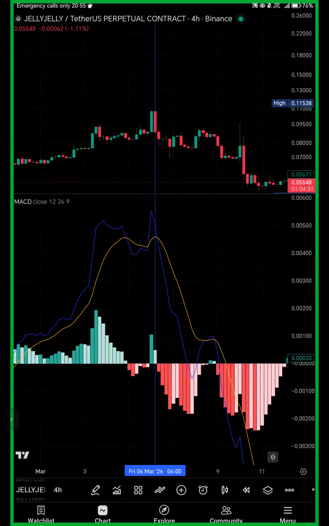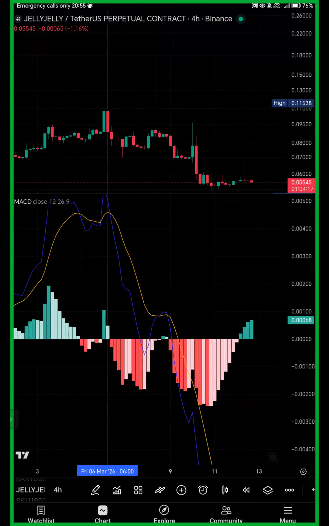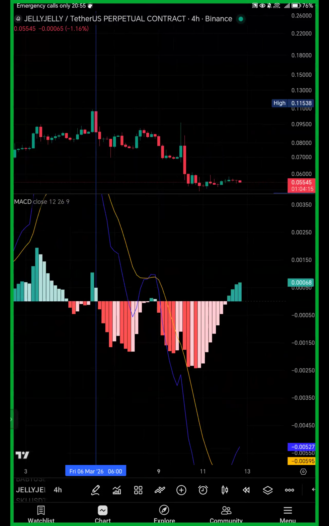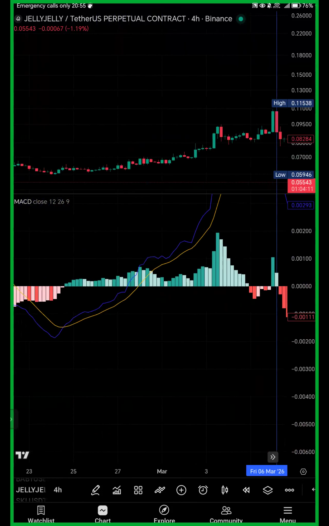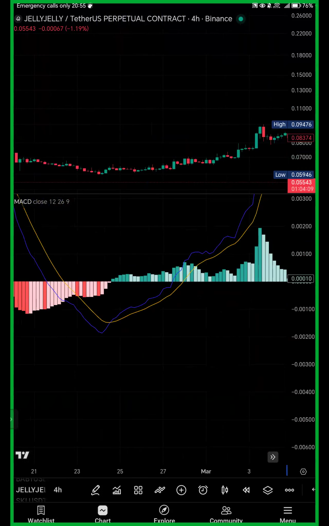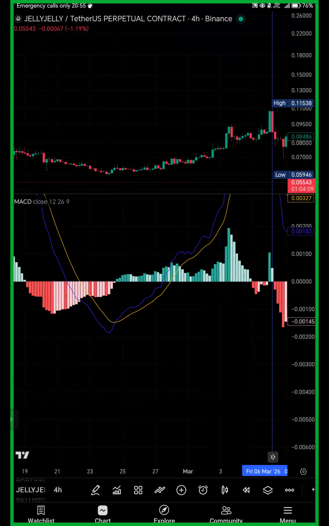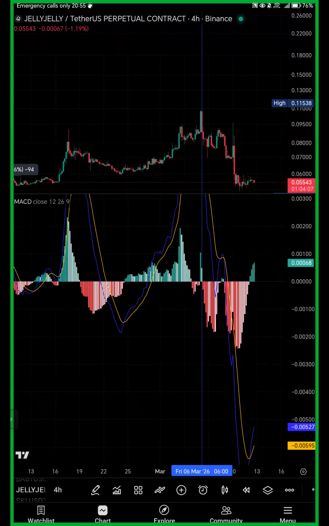But in the spot market, we're going to only use the golden cross, because in the spot market we don't trade the downfall of price. We only trade the upward movement of price. So we're going to only use the what? We're going to only use the golden cross. Whenever there is a golden cross, it is an opportunity to enter the market.